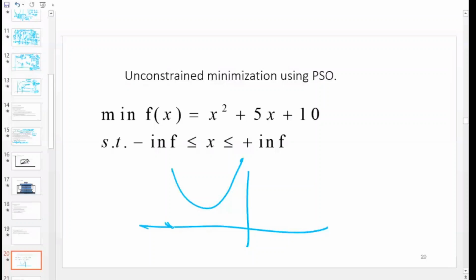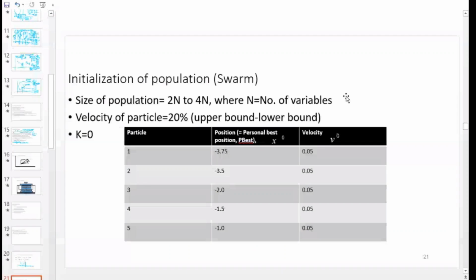So initially we will assume the values of x, right? We will assume the number of particles. Now let us solve this sum using PSO. In this case, I have considered 5 particles. It means I have assumed 5 values of x, right? This is a small scale problem, so you can assume 5 particles.